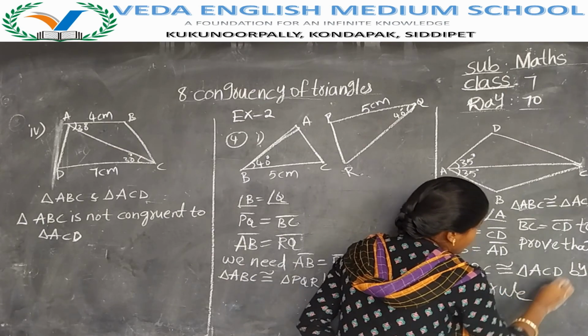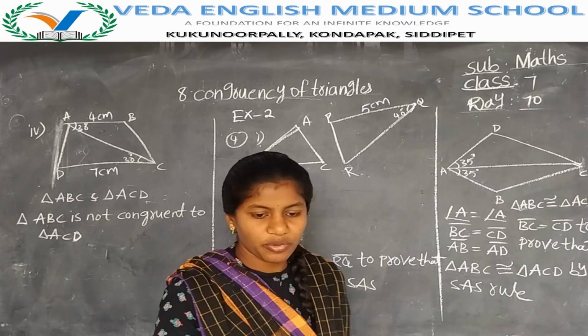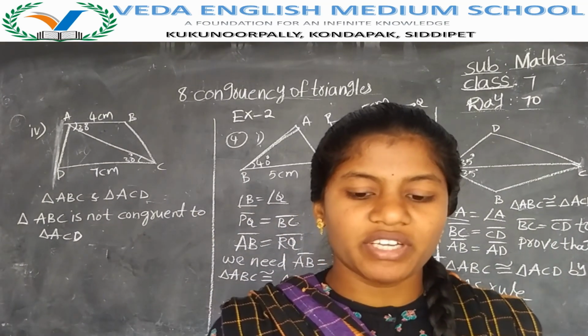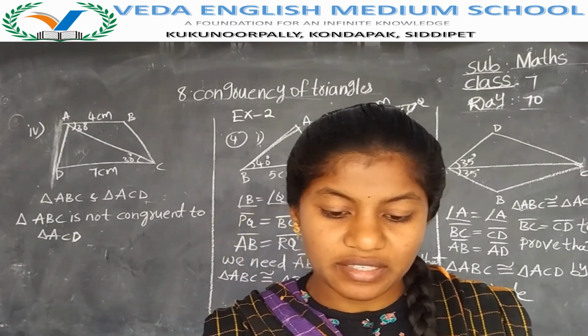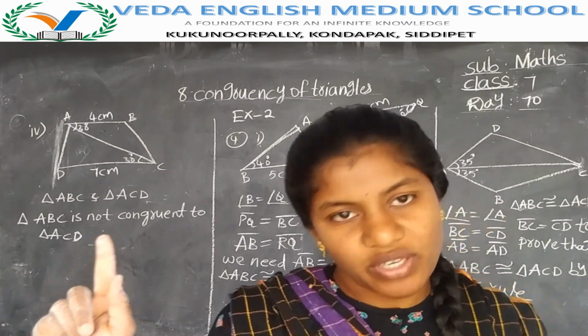SAS rule. Here two sides are there, one angle is there. So up to here, exercise 4.2 has completed. Complete your homework up to here. If you have any doubts, ask me, I'll explain again. Next class, we will learn about the third property, that is two sides and one angle. Next, two angles and one side. Okay, children.